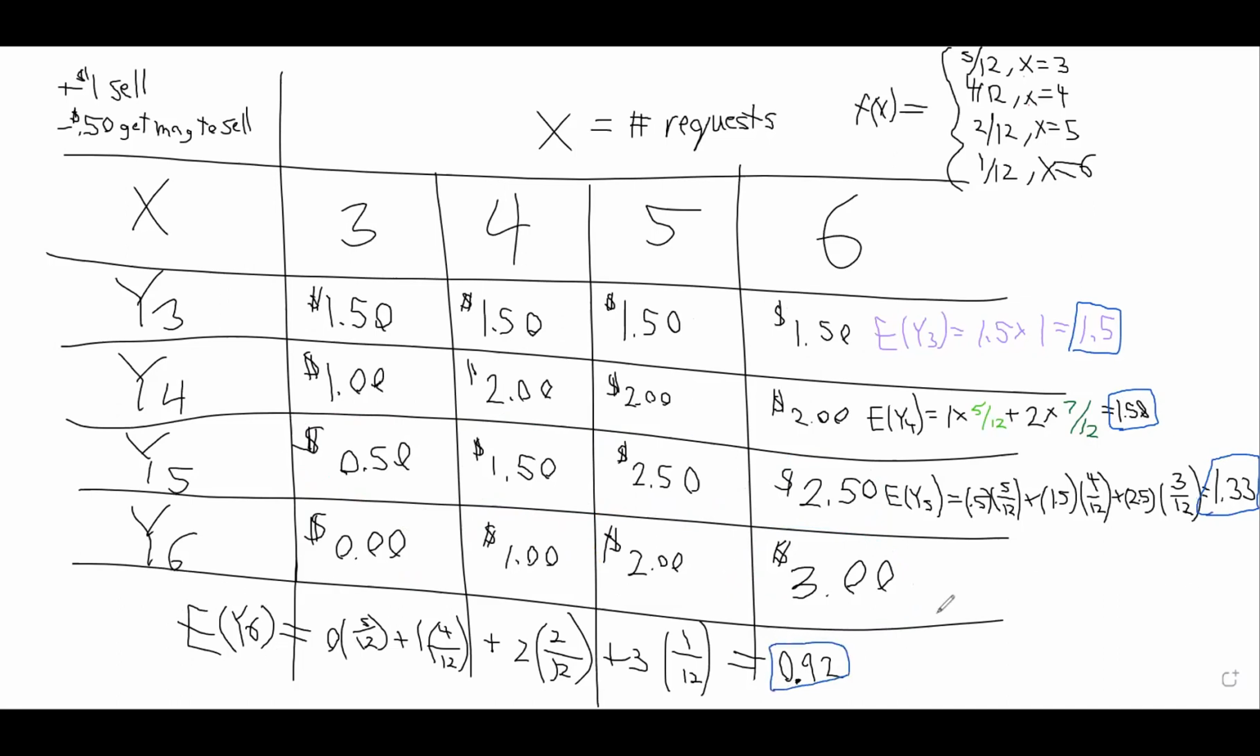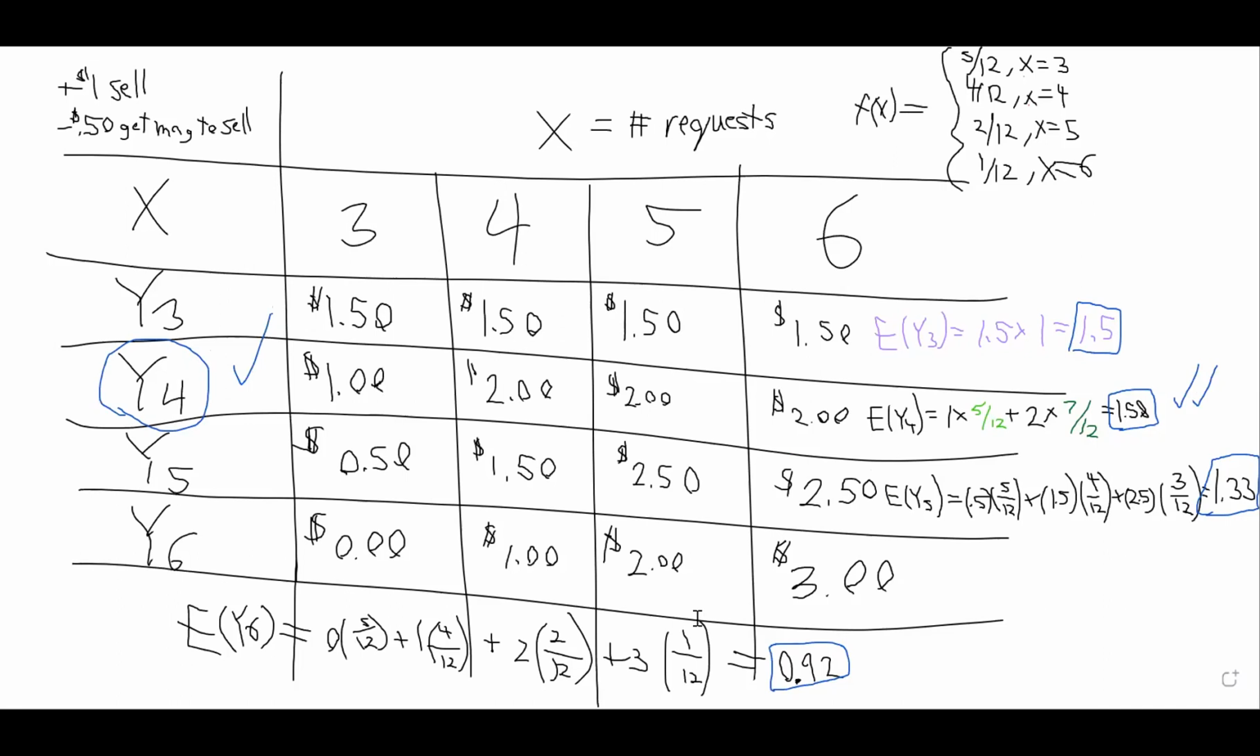So buying 6 magazines is actually the worst case scenario. The best case scenario is y sub 4. Y sub 4 has the largest expected value, and so that would be the case of maximizing the amount of profit you would make in the long run, the expected profit. Okay, so the amount you would want is 4. You would want to buy 4 magazines in advance to sell. That would give you the best expected profit.